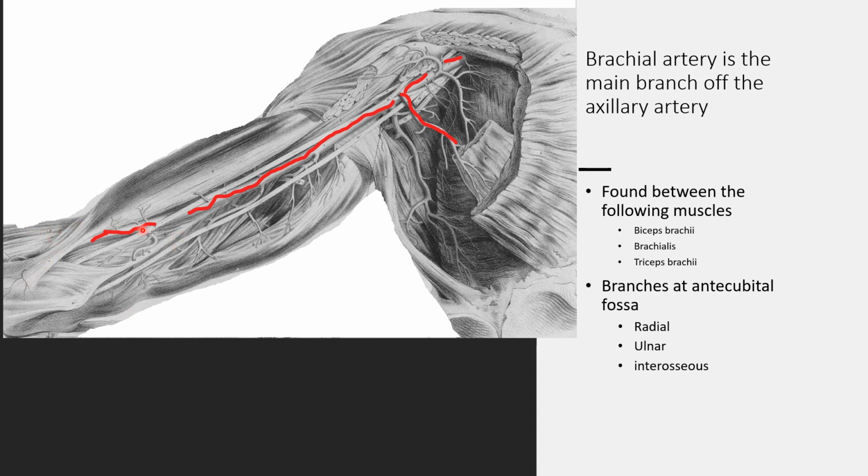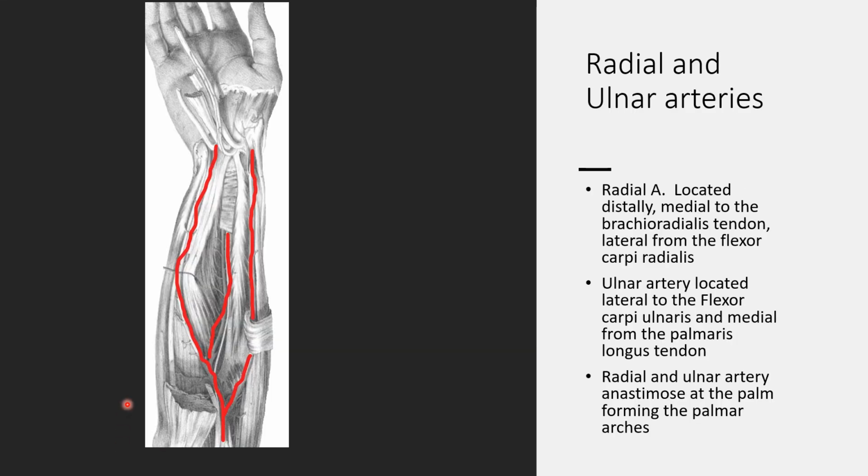One of them is called the radial, which will follow the radius. Another one will be the ulnar, which will follow the ulna. And interosseous is the one that goes between the two bones. So over here you see how the brachial artery branches. You can see the thumb is over here. So on the anterior portion of the forearm, following the radius would be the radial artery.